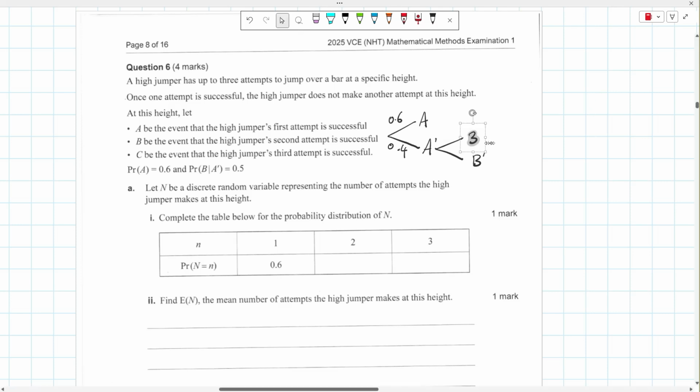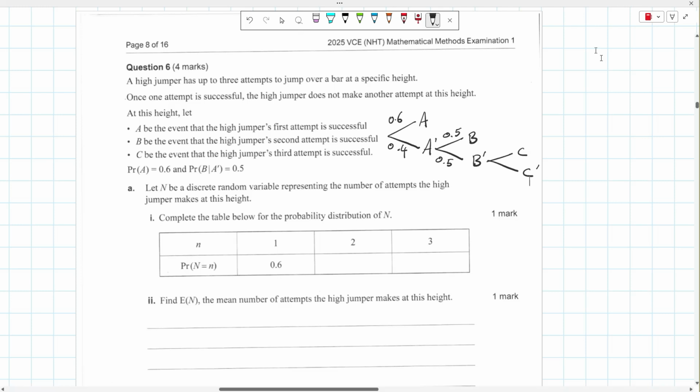And this right here, what's going to go there is the probability of B given not A, right? And they told us that's 0.5. So the other one also has to be 0.5. Once again, if he's successful on the second attempt, right, so we're here, the tree diagram is going to stop there because you don't make another attempt, right, once one attempt is successful. But if it's not successful, finally what we could have is either the third attempt is successful or the third attempt is not successful. And this tree diagram is going to help us a lot in doing this question.